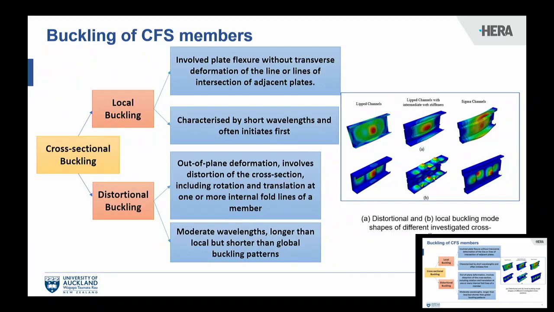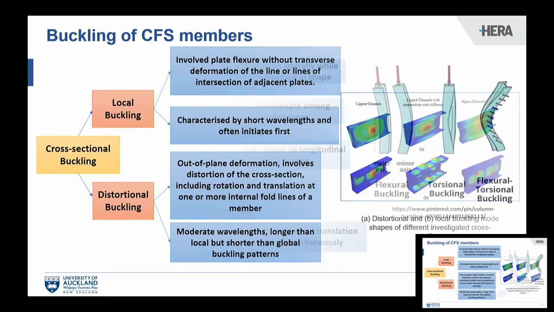On the right side, you can see a couple of visualizations of local and distortional buckling. On the top, you can see the distortional buckling, and you can observe the deformation on the fault lines that happens between the flange and web. And on the bottom, we have local buckling that happens mostly on the plate, web, and also on the flanges. They are obtained from finite element analysis.